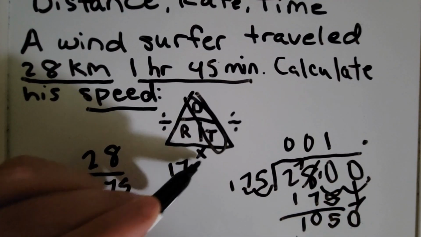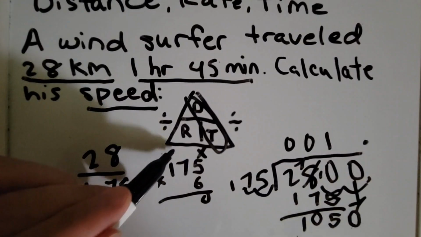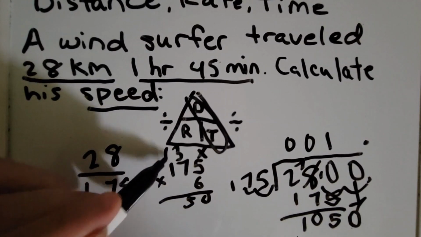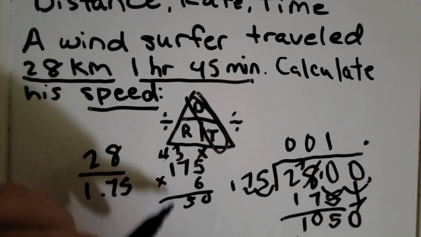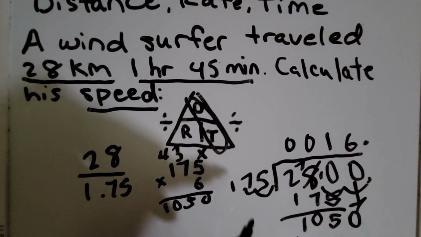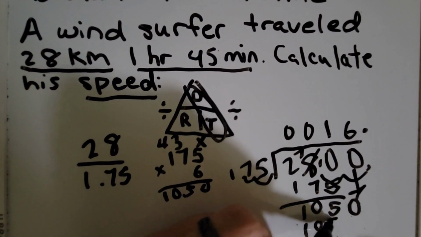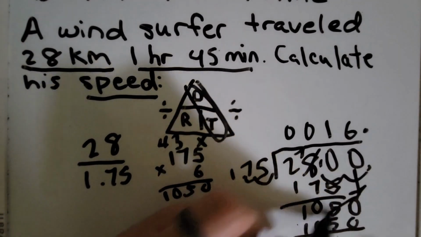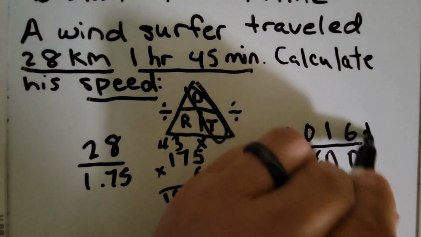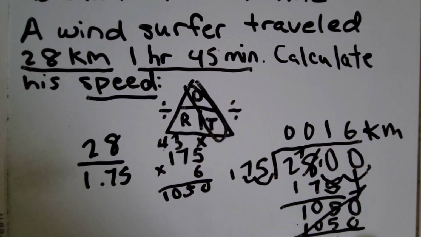Well, 175 times 6, 42, 43, 44, 45, 6, 7, 8, 9, 10. 1050. So 175 times 6 equals 1050. So this is going to be subtracted. That ends up being it. So to answer the question, the speed is 16 kilometers per hour. And that's what your speed ends up getting.